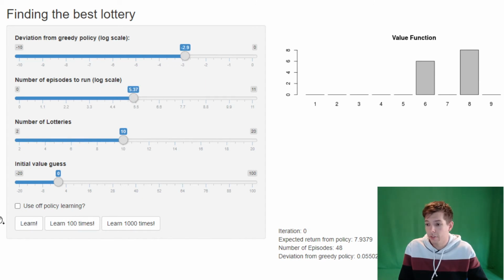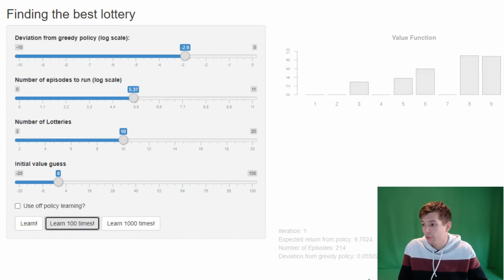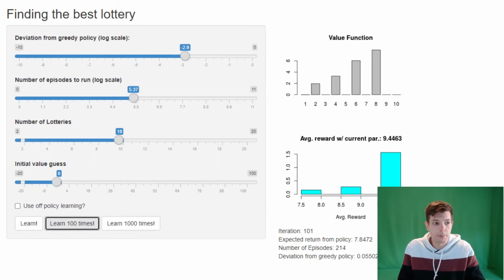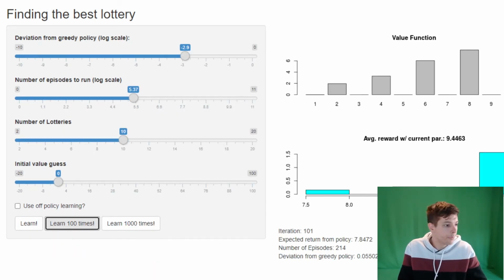And if we increase both even further, then if we learn this a couple of times, we see that in most cases here, we end up with the perfect or the optimal policy. But in both cases, we sometimes end up with policies that are not optimal. Additionally, due to our deviation from the greedy policy, we lose return over time. So we lose money that we won't get by deviating from the optimal policy.